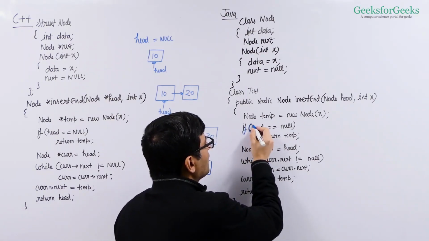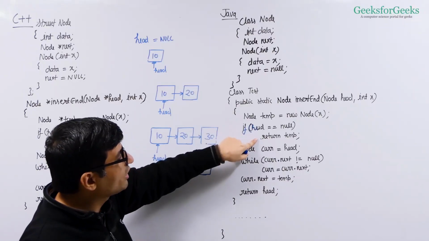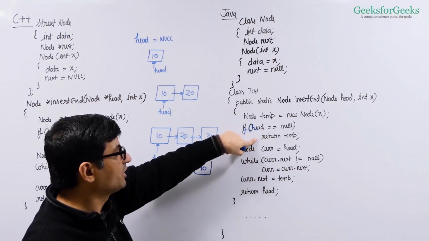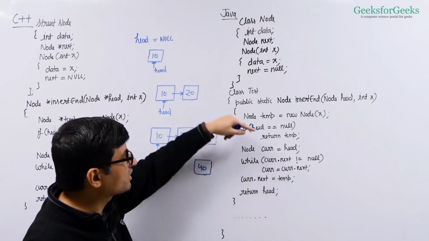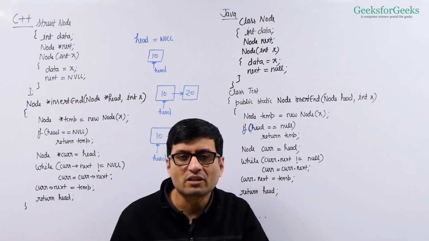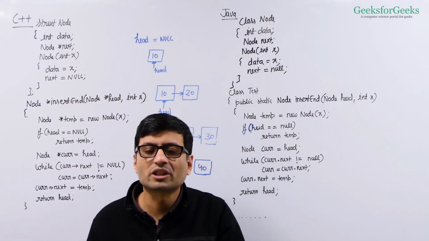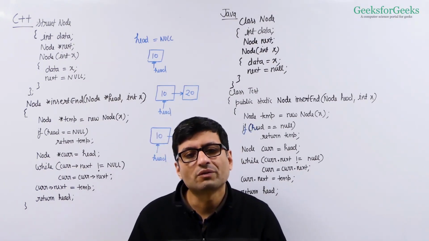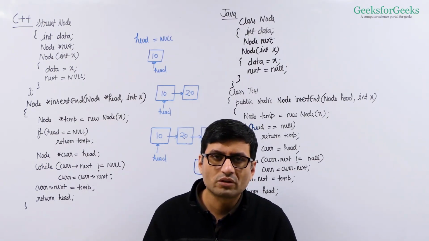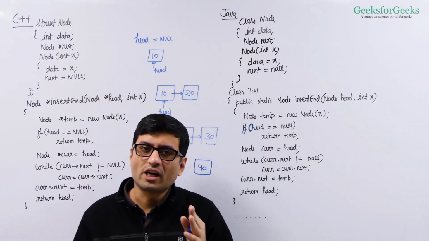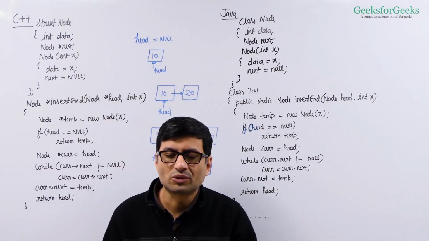If head is null, then return temp. Also, this is the only case that changes head of the linked list. In the other cases, we simply return the same head. Right? In this particular case, we return the newly allocated node as head of the linked list and we use it in the main function. So the idea of insert end is simple. We first allocate memory for a new node, then we find the last node of the linked list, then we make next of the last node as the new node.